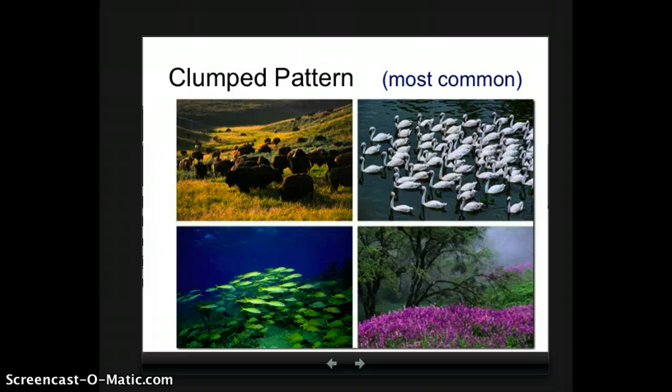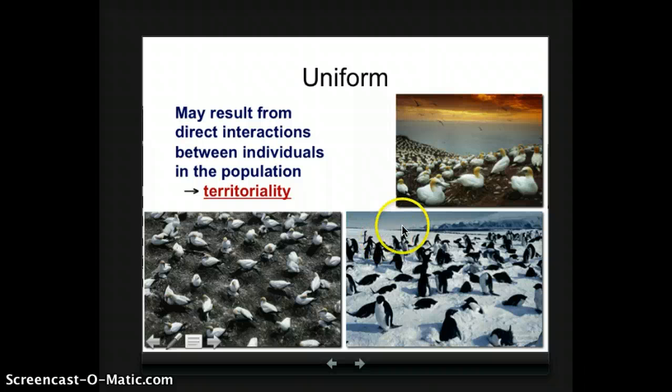Group living also, and I talked about that with the wolves and hunting. So let's talk a little bit about uniform dispersion. Most result from direct interactions between individuals in the population, and we can associate that with territoriality, which animals often exhibit as a result of aggressive social interactions. It's the defense of a physical space against the encroachment of other individuals. So they're not as common in nature as you would think. Again, clumped seems to be the most common dispersion pattern.